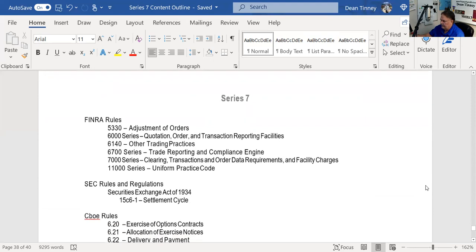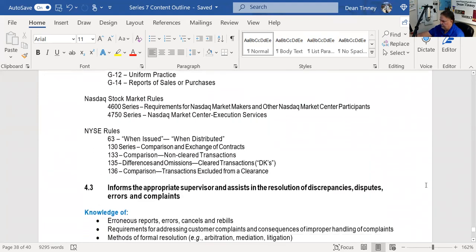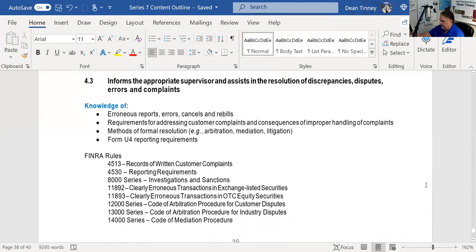All right, so we talked about that. I told you we're trying to get this knocked out, so I'm going to go ahead and finish up here with 4.3: informs the appropriate supervisor, key word, supervisor, and resolution of discrepancies, disputes, and errors.